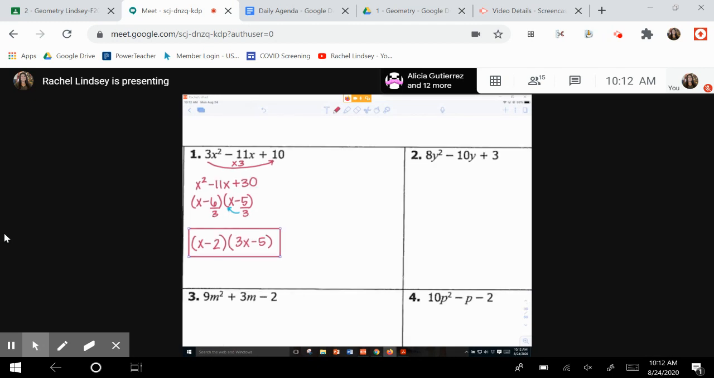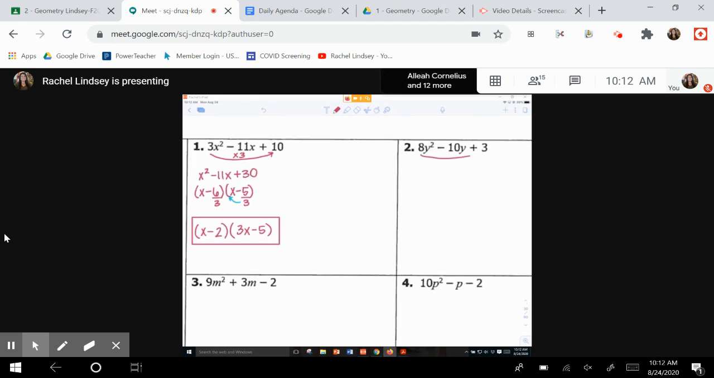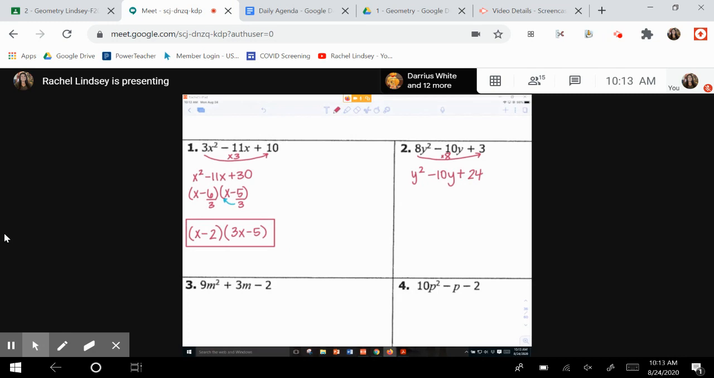Okay, number 2, can't factor anything out. So I'm going to slide the 8 and have y squared minus 10y plus 24. And then I need two numbers that multiply to give me positive 24 and add to give me negative 10. Negative 6 and negative 4.